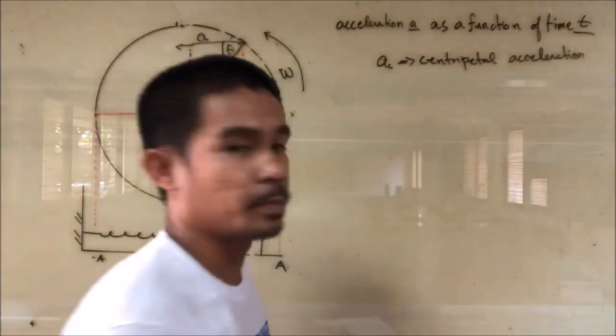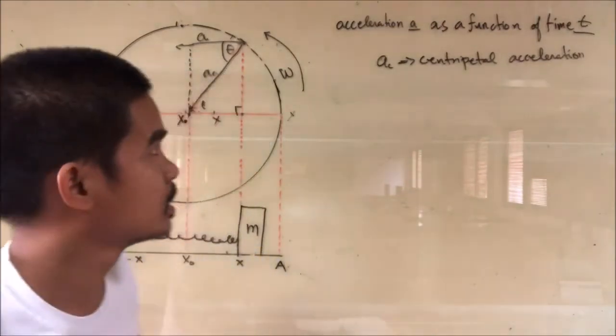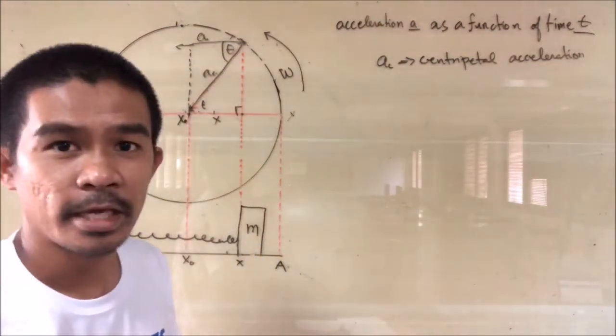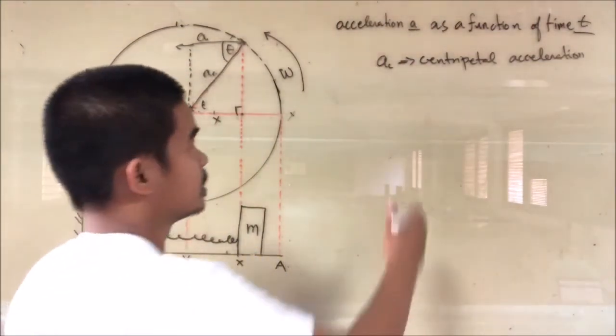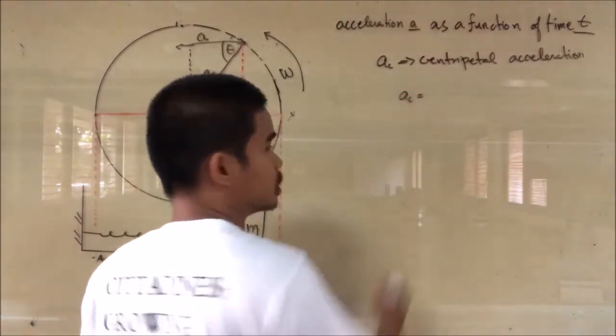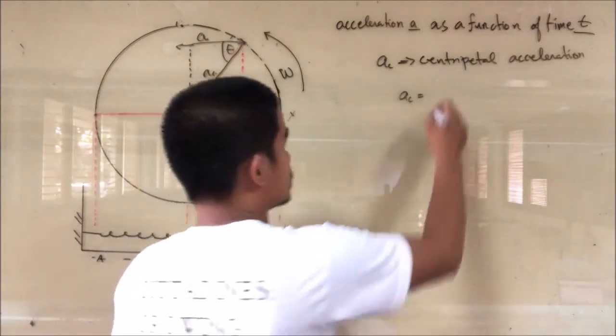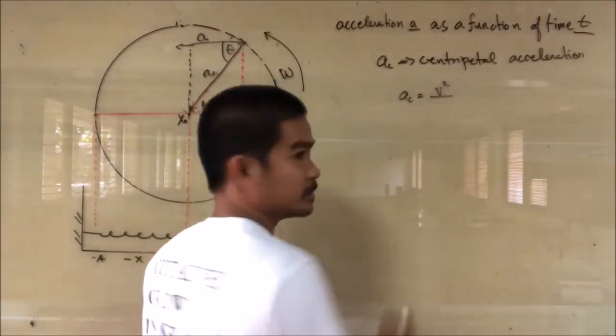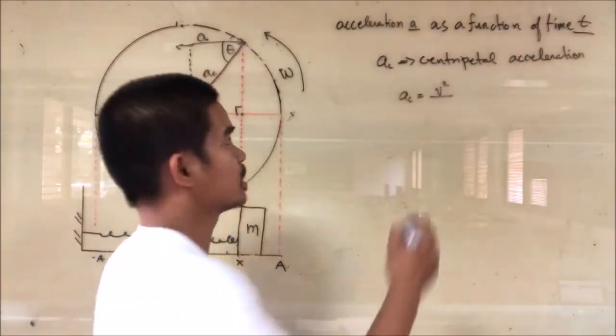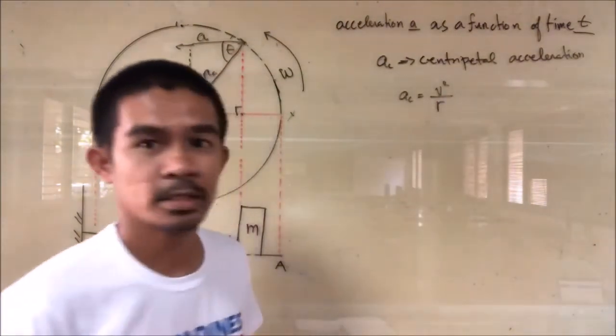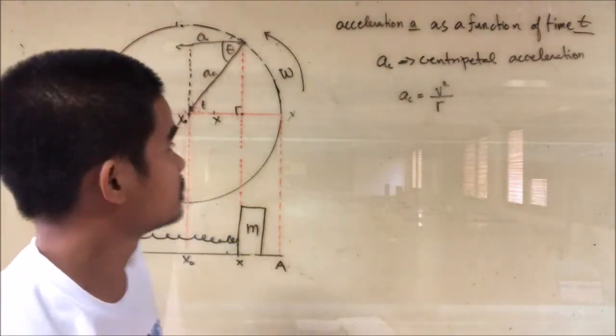The centripetal acceleration, a_c, is expressed in this equation: a_c equals the square of the speed over R.